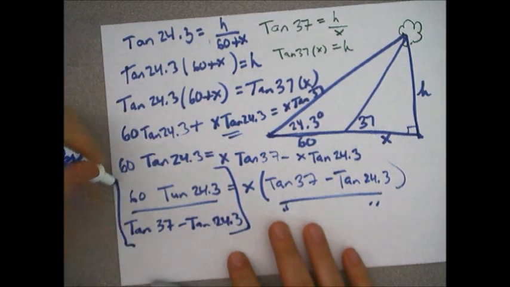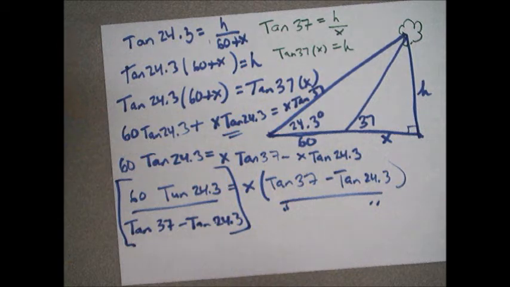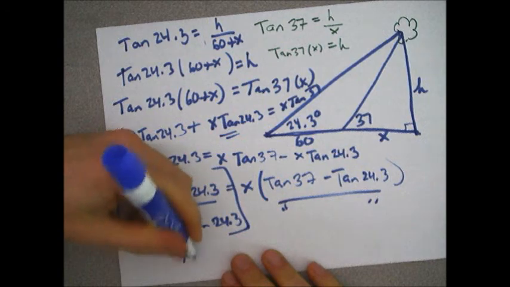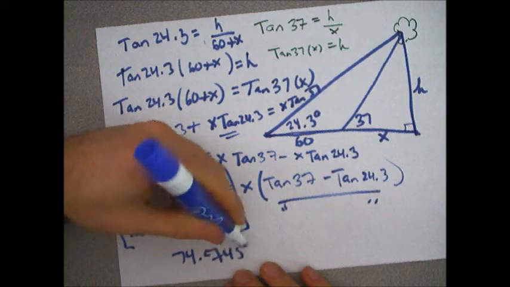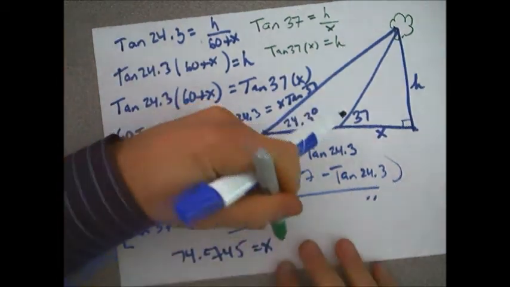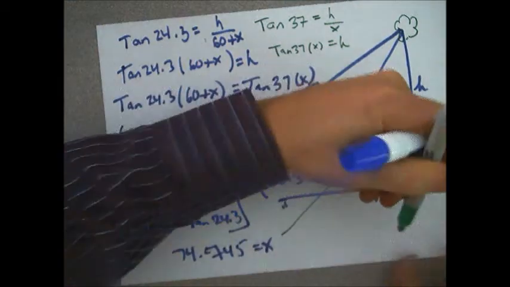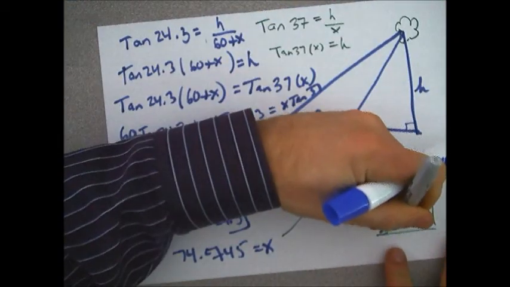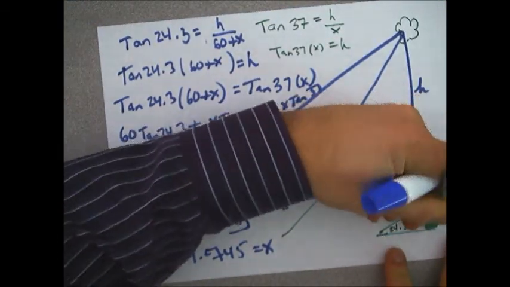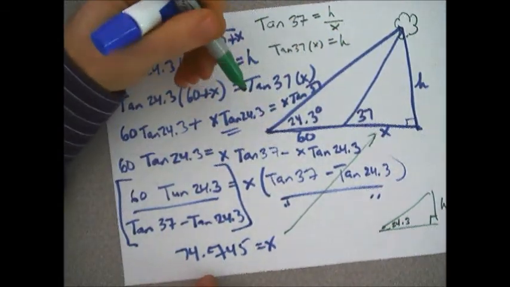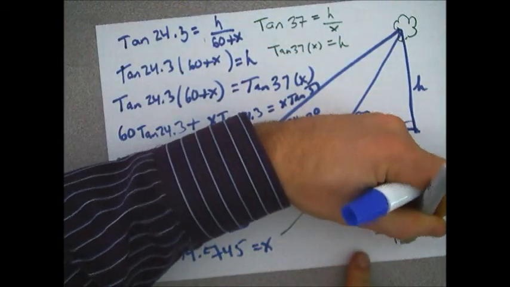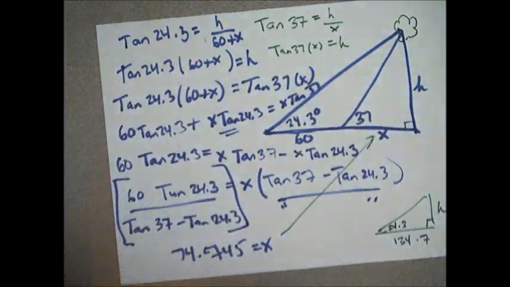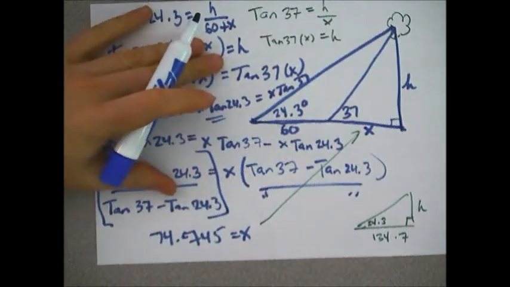Is that the only way to do that problem? There were other ways, I'm sure. Say that again, Maggie. 74.5. Okay, so if that's equal to x, that's that part right there. So in reality, let's redraw our triangle. This angle is 24.3. There's h, and if this x is 74 point something, when I add the 60 to it, that's going to give me 134.7. Let's just use one decimal.